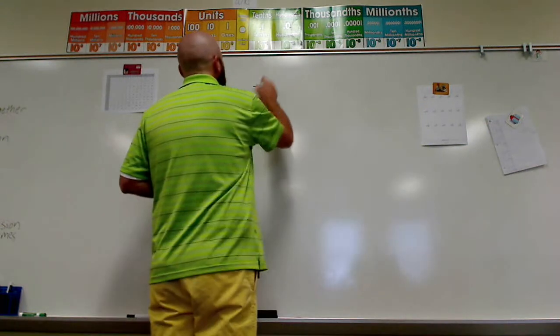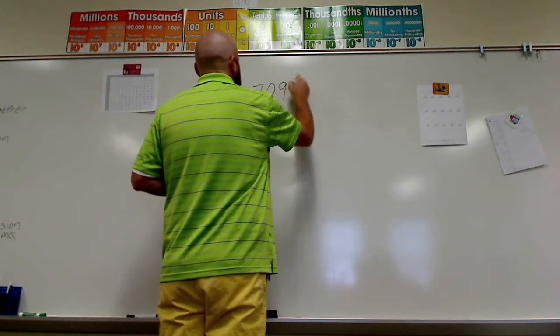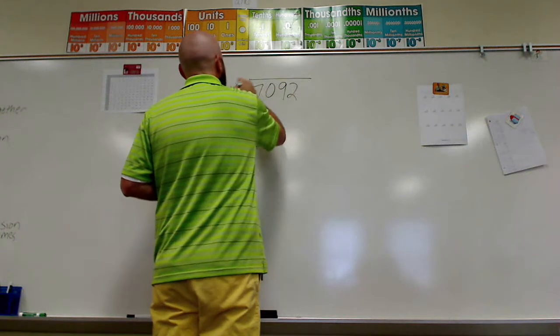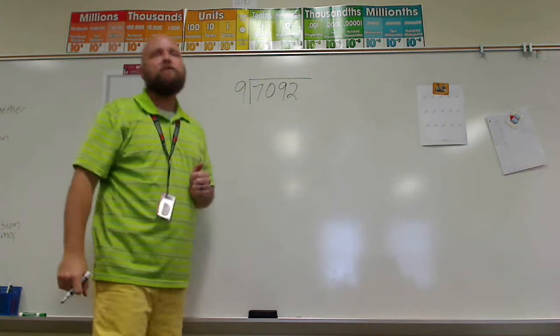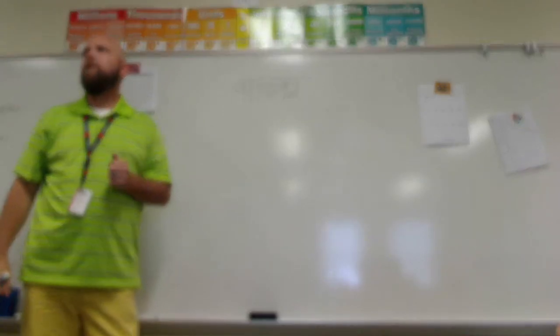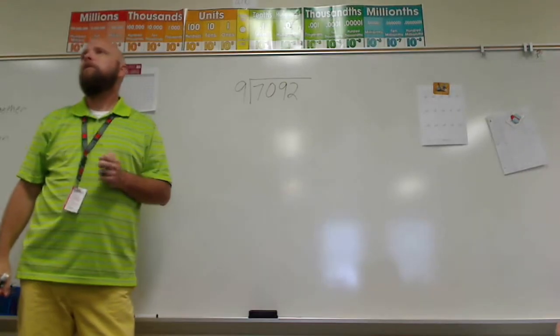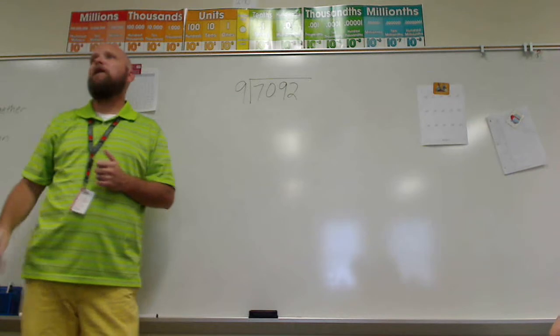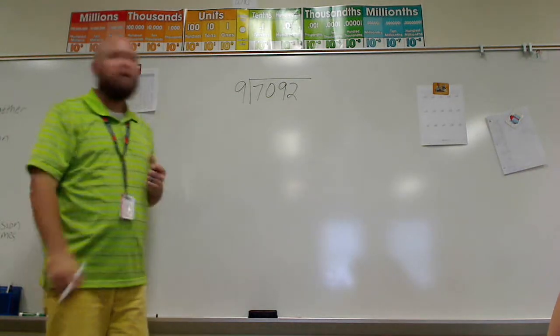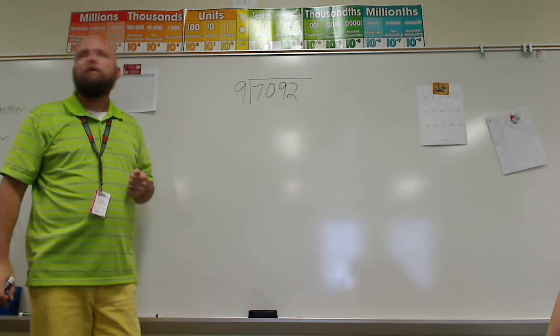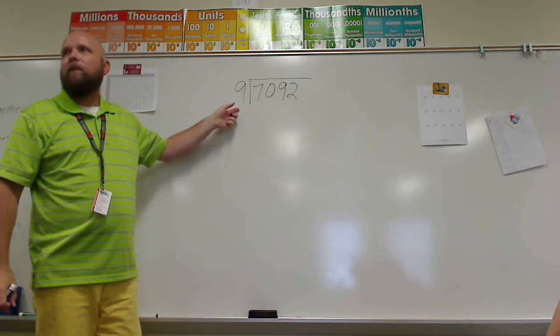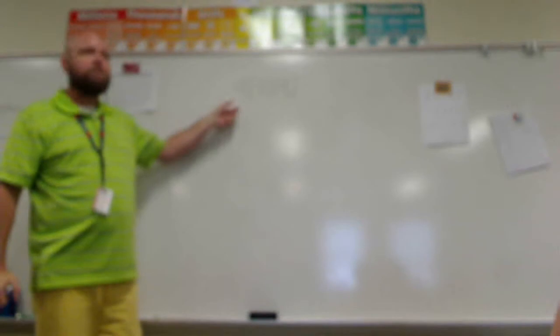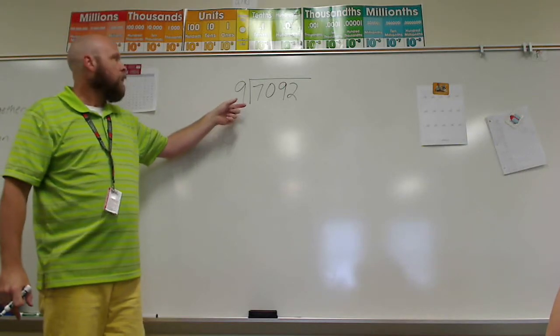7,092 divided by 9? All right, let's look at this one. Yes, ma'am. On that last one, I got 695. Well, if you multiply 695 by whatever the divisor was, you won't get the same answer. Okay, got it. All right, well, let me look at it and see where the mistake was made, whether you made it or I made it.